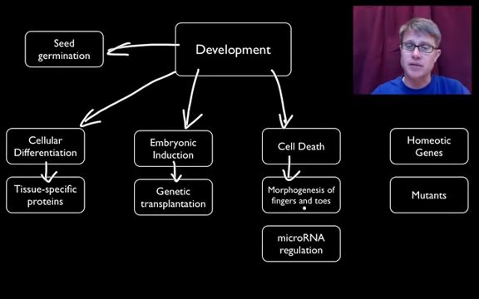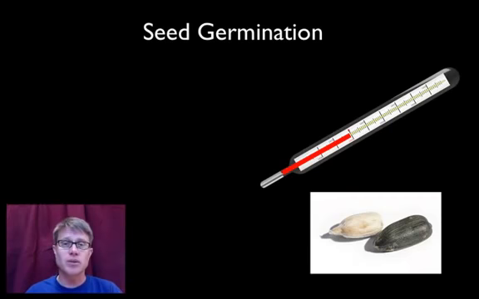Cell death, we're starting to find, is just as important as cell growth. Example I'll talk about is how the fingers and toes form and the importance of microRNA in regulating that. And then finally, we're going to talk about the body genes, the homeotic genes, and how they place different body parts where they should go. And the study of mutants has unlocked a lot of that. And so let's start with seed germination.